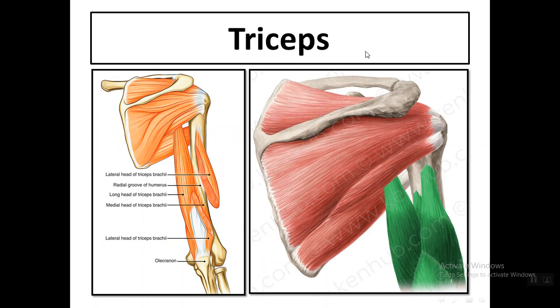This is the triceps muscle. It is called triceps because it has three heads: the long head, the medial head, and the lateral head. The long head takes origin from the infraglenoid tubercle of the scapula. The medial and the lateral heads take origin from the shaft of the humerus. It takes insertion to the olecranon process of the ulna.